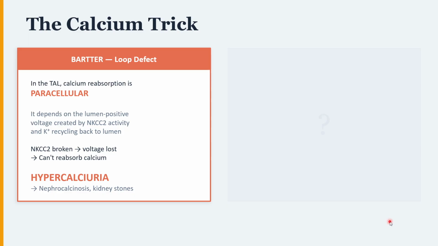We are rephrasing this so that it gets embedded in our minds. When NKCC2 is broken, as in Bartter, that lumen-positive voltage collapses. Calcium can't be reabsorbed paracellularly, so calcium pours into the urine. The result is hypercalciuria, and over time, that leads to nephrocalcinosis and kidney stones.